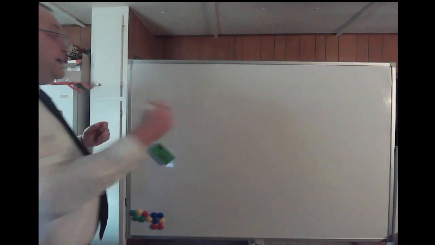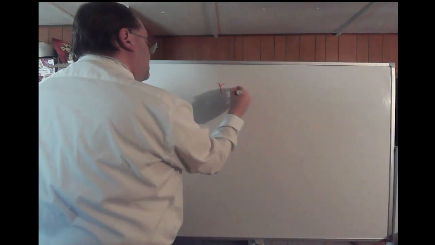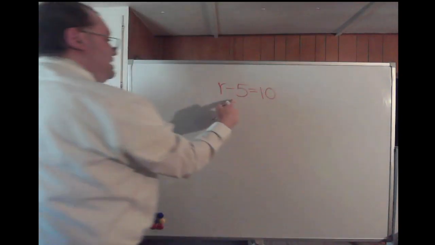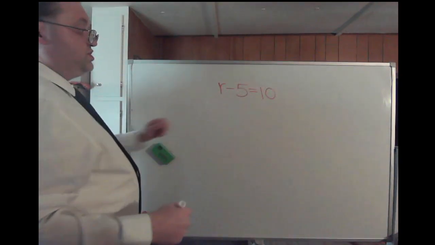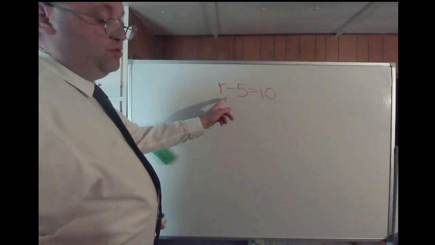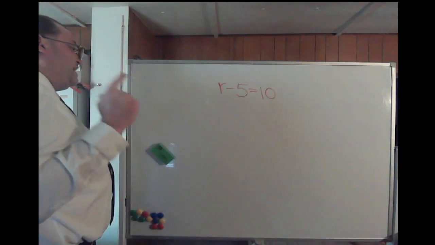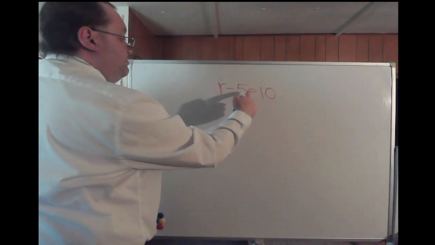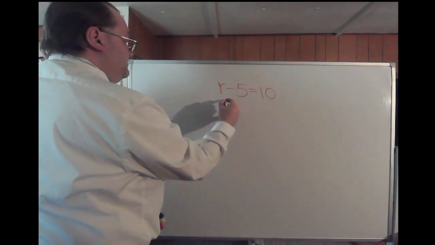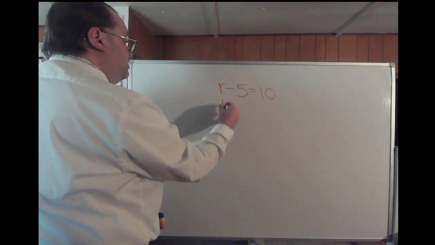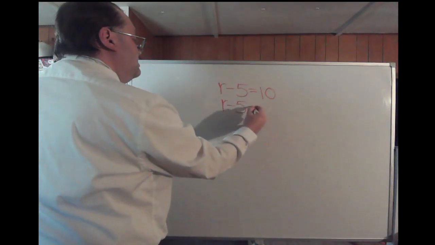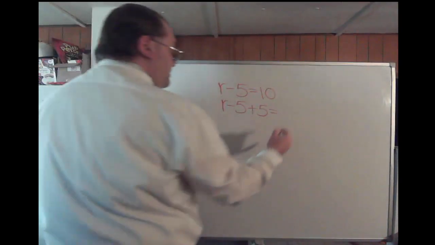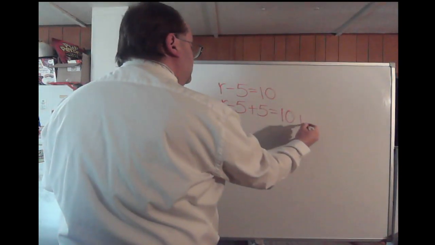Alright, we have r minus 5 equals 10. Of course, the goal is to get r by itself, get that variable r by itself. What you have to do, since you have minus 5, you'll have to plus 5 to get rid of that minus 5. So r minus 5 plus 5. And since we did it to the left side, we got to do it to the right side. So that would equal 10 plus 5.